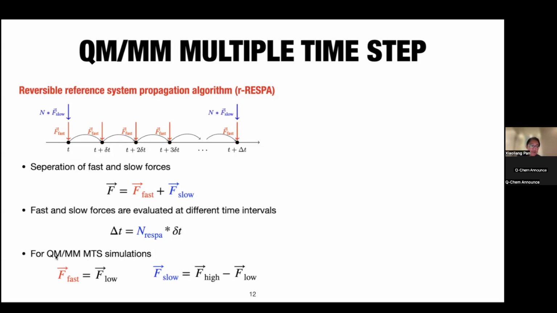So in the context of QM/MM multiple time step simulations, we construct the fast components to be the low level method. So that could be just an empirical method. And then the slow components will be the difference of the high level method and the low level method. So you can see after you add them together, you recover the high level method. But this enables us to only evaluate the high level at the outer time step. So this could be beyond the typical 1 femtosecond MD time step.